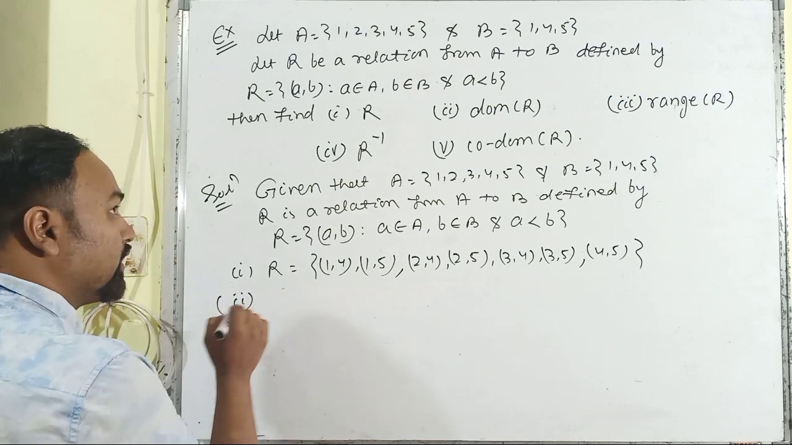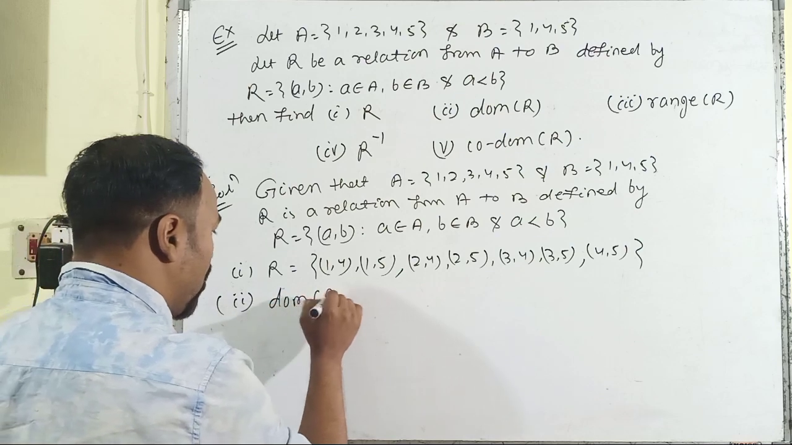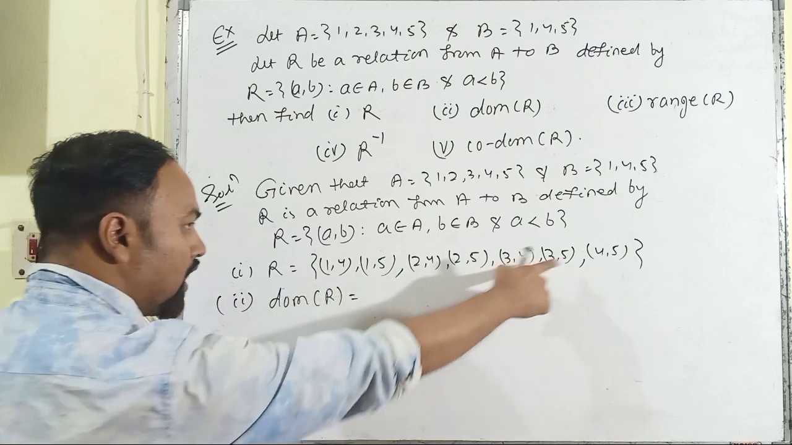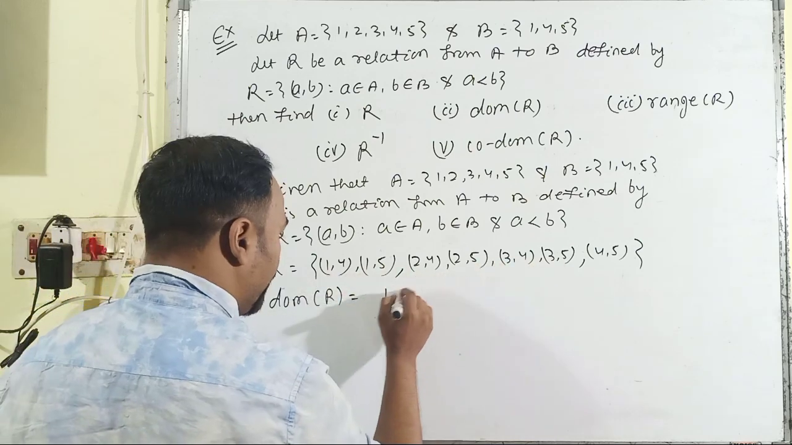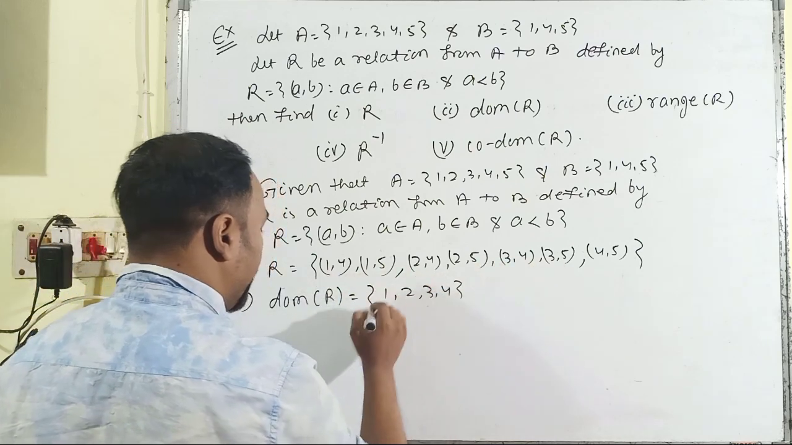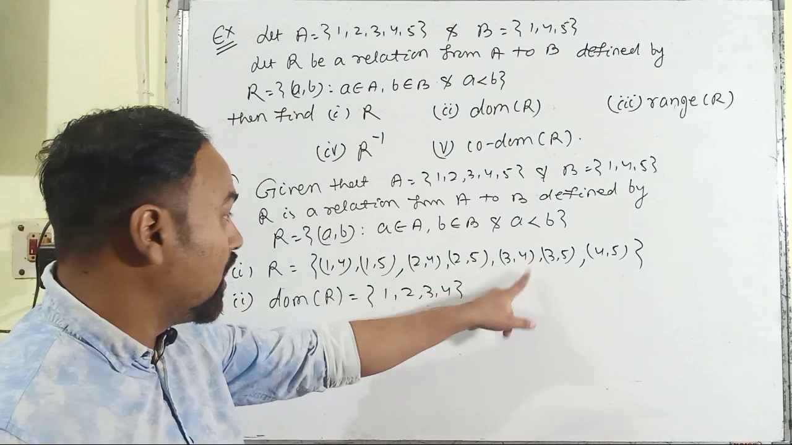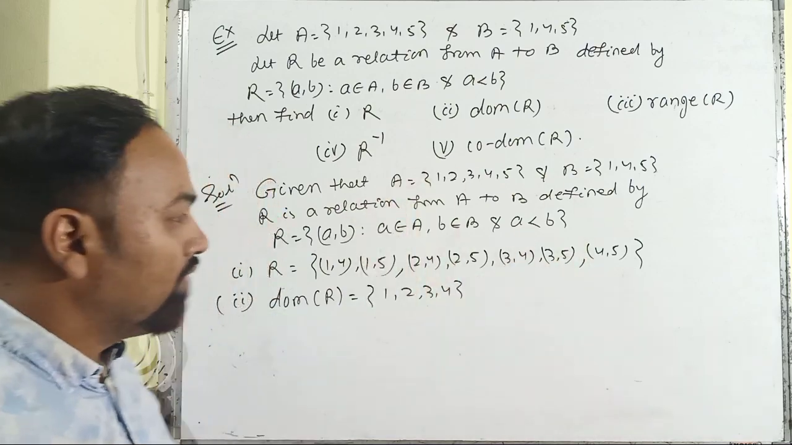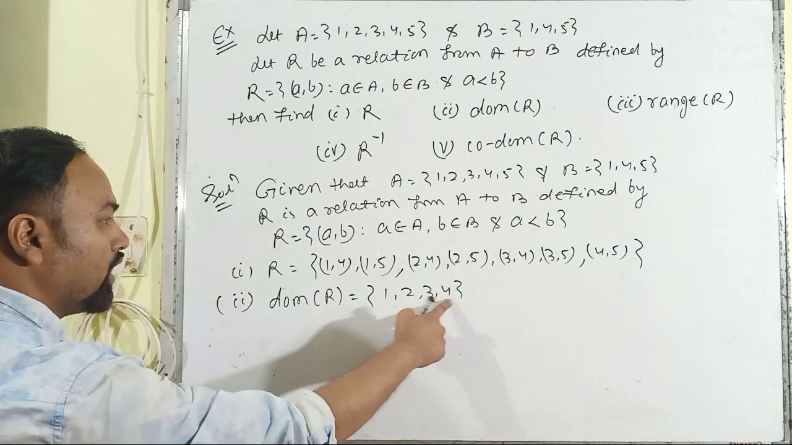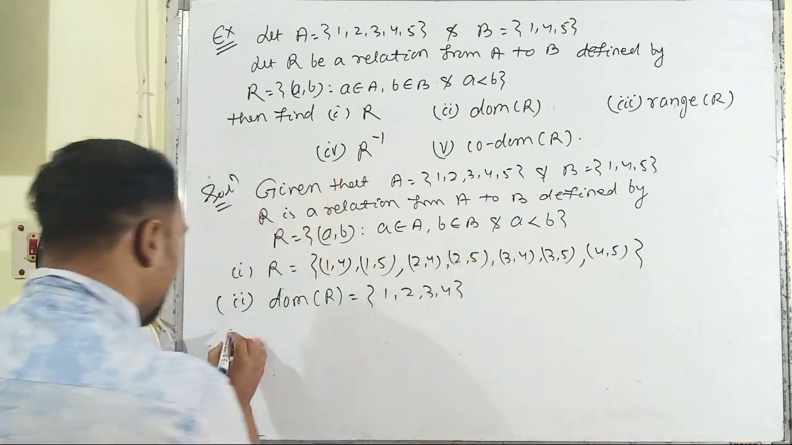Then moving towards the second bit, we have to find out the domain of R. That means we have to find out all first components from these order pairs. So it is 1, 2, 3, 4. You can see that 5 is not present in the domain of R because 5 is not present in the first component. So the domain is {1, 2, 3, 4}. Okay, it is done.